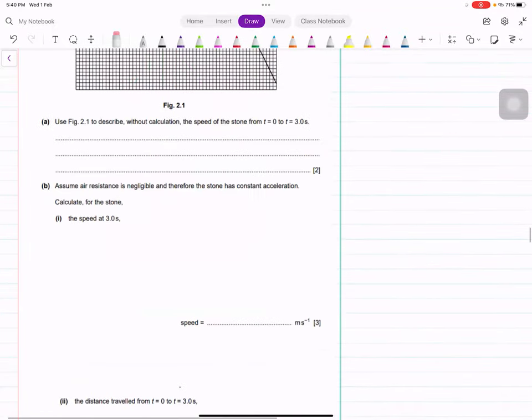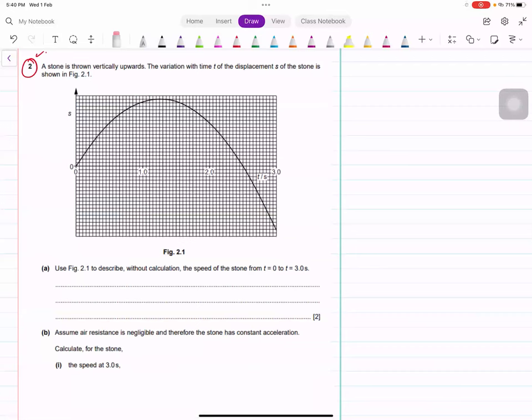Okay, so this question is truly hard, and the reason it is hard is that you need to interpret the graph as well, and then you need to figure out some values as well. So we're going to do this. It will clear your understanding a bit, and then we're going to look forward. It says use figure 2.1 to describe without calculation the speed of the stone from this to this. First of all, this is a displacement diagram. What it shows is that it is going up, covering some displacement. So it's basically vertical motion.